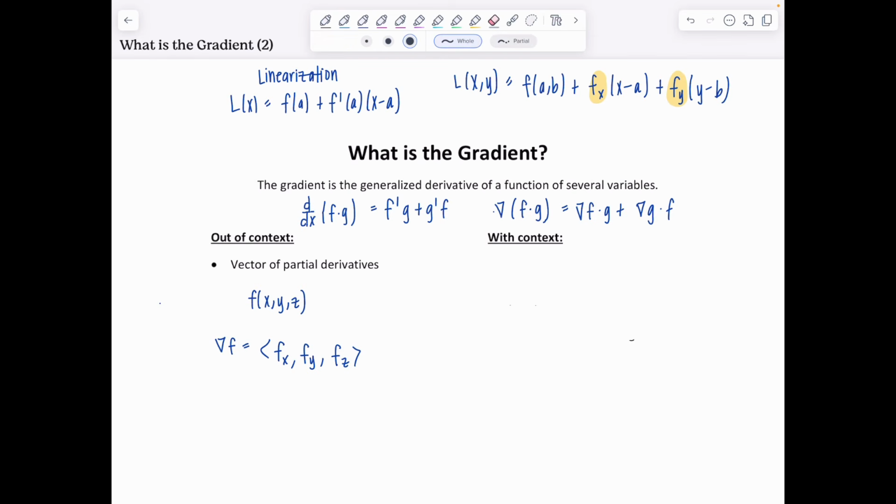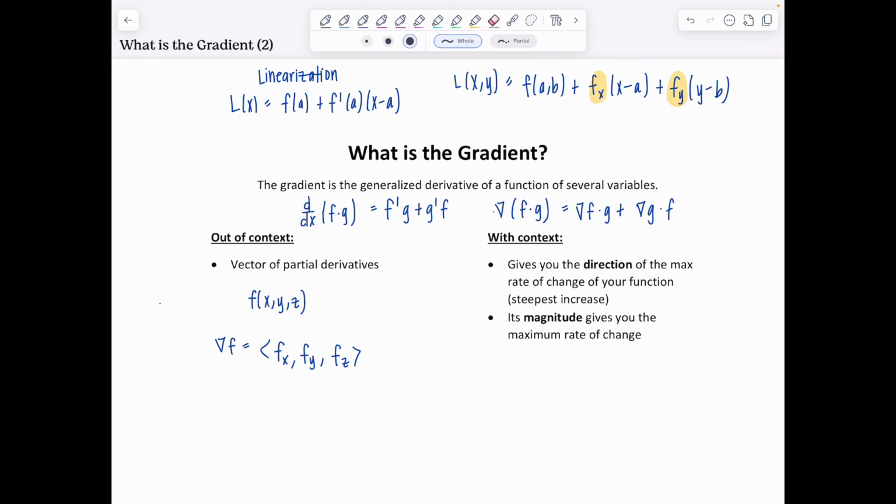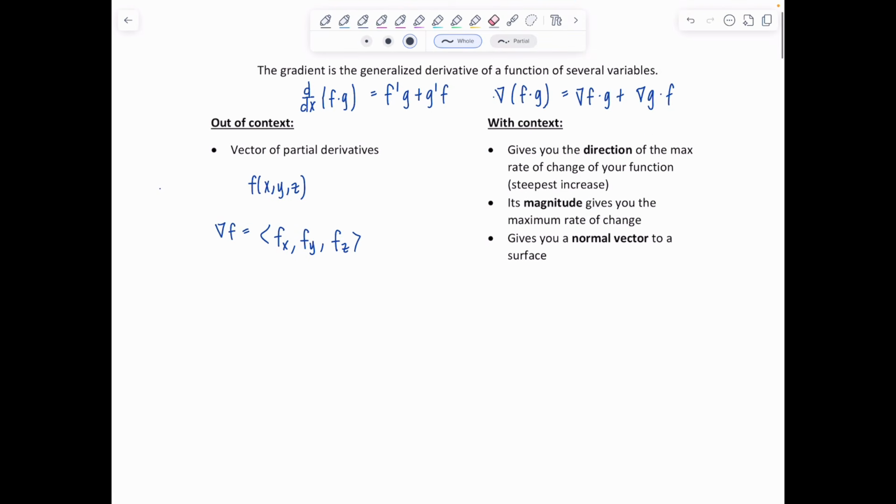Now, if we put some context with the gradient, it can give us a lot of information. One of the applications or uses is that it gives us the direction of the max rate of change of your function. It basically tells us the direction of the steepest increase. Remember, the gradient is a vector, so it gives us direction. Now, when we take its magnitude, it gives us the actual maximum rate of change of some function. And another application that we work with often is finding a normal vector to a surface using the gradient. We'll look at examples applying all of these uses of the gradient momentarily.